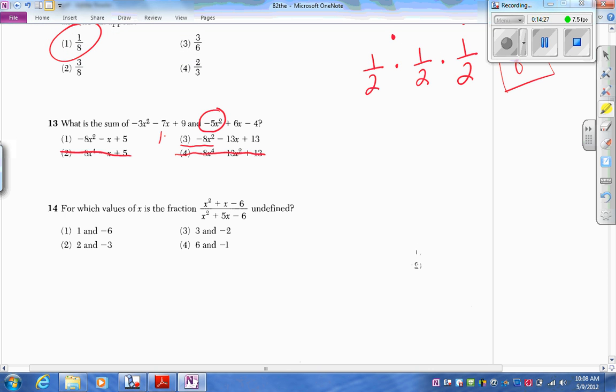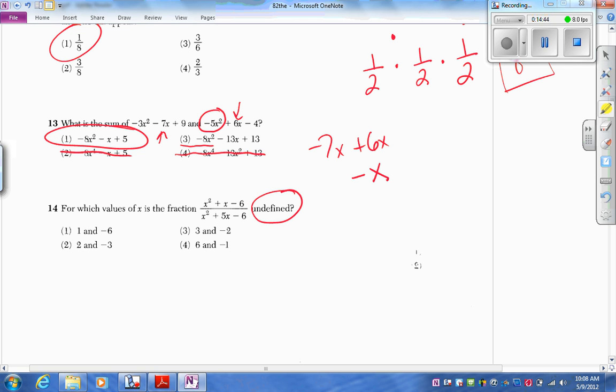Okay, that's negative 7 and positive 6. So negative 7x plus 6x, that's negative x. So that is my answer, choice 1. And of course, 9 minus 4 is 5, not 13.